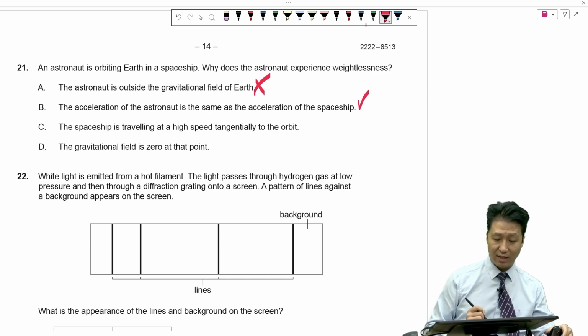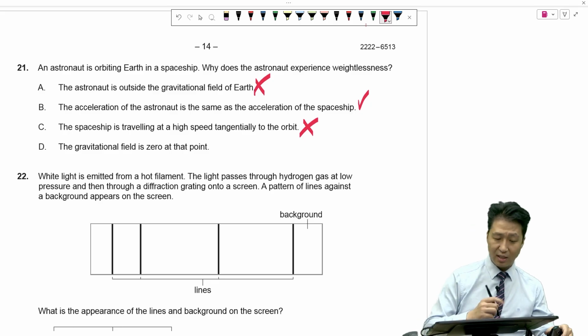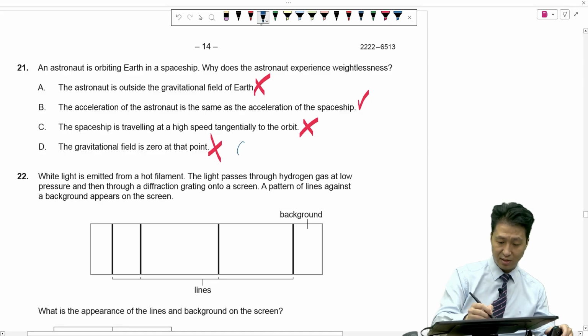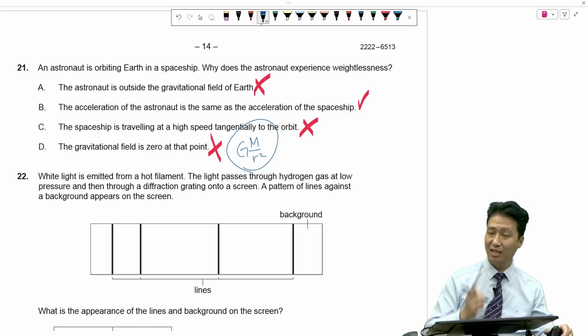The spaceship is traveling at high speed, tangentially to the orbit. This is not the correct answer, even though it might seem like it is. The gravitational field is 0 at that point. The gravitational field is not 0. Remember, gravitational field is mass of the planet divided by the distance squared. This technically is never equal to 0.